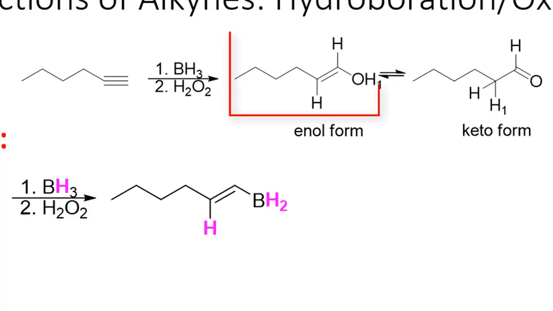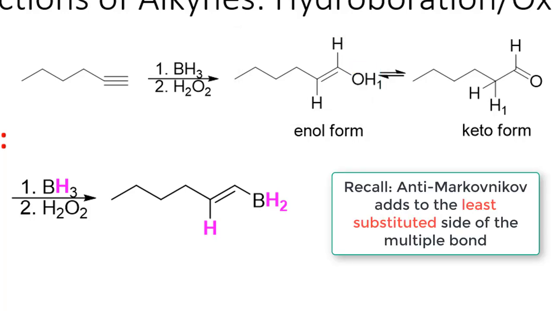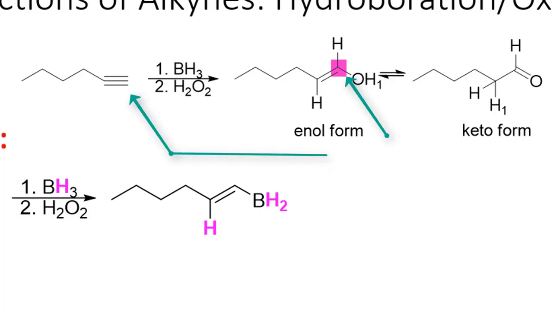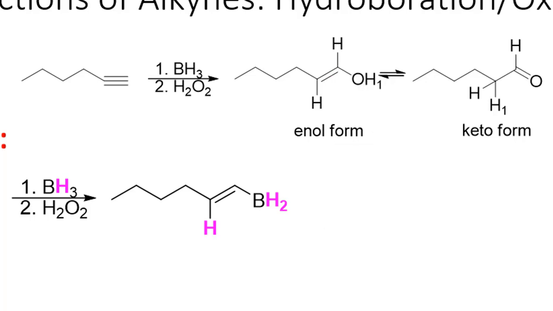You still get an alcohol. You still get anti-Markovnikov addition across the triple bond to put the alcohol on the least substituted carbon as shown here. But what's different here is that once you get the alcohol, you're left with what's called the enol form, which is shown here. That enol form is not stable. So what it does is it actually rearranges to give you what's called the keto form, which is shown over here to the right.